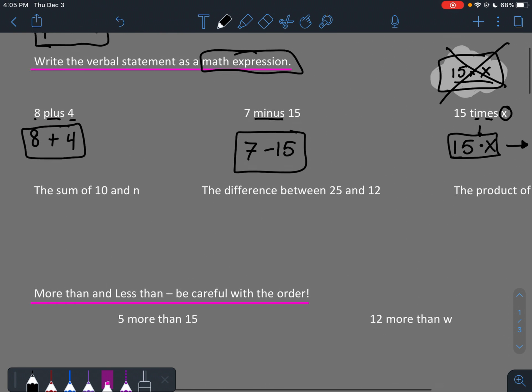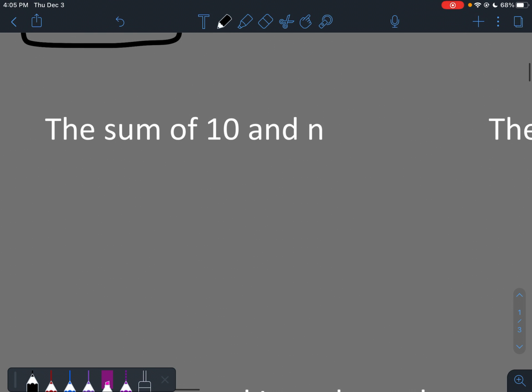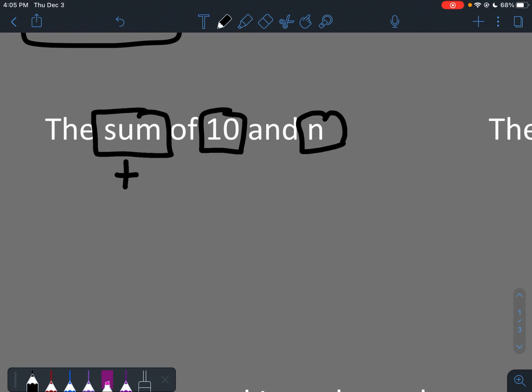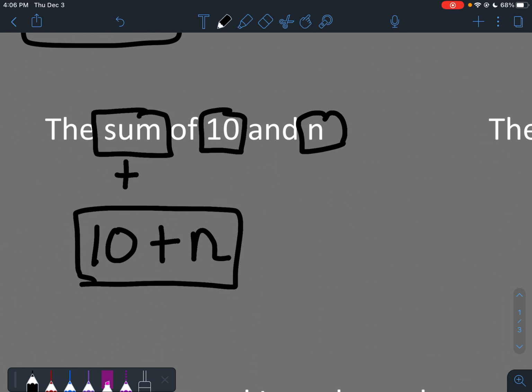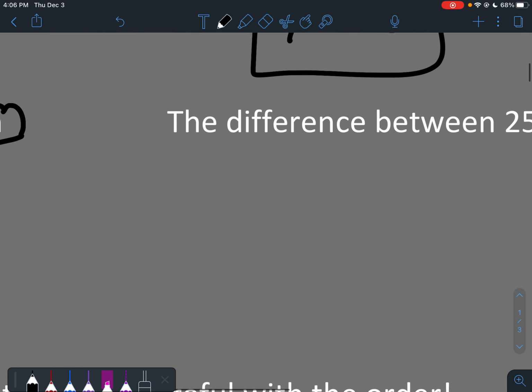The sum. Now sum, this is going to be adding. So anytime you see the word sum, it says the sum of these numbers. And in this particular instance, it's going to be the sum of 10 and n. What's going on in between the 10 and the n is going to be the plus sign. So it's going to be 10 plus n, because we're taking the sum of 10 and n. We want to add them together.